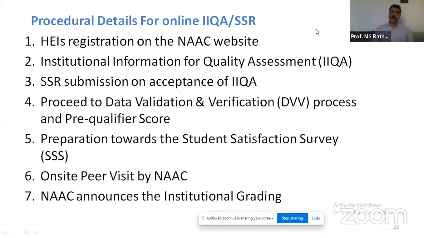Then after the SSR and SSS are completed, an on-site visit by the experts of NAAC would be scheduled and carried out. This NAAC peer team would look into the qualitative aspects, that is QlM, which constitutes 30%. DVV would be assessing the 70%, that is the online process, and this peer team would assess the 30%. Then, overall, the outcome of this whole process would be declared as a grade, and NAAC will announce the grade of the institution. So this is an outline of the whole NAAC assessment and accreditation process.